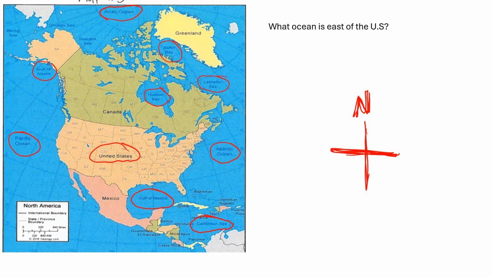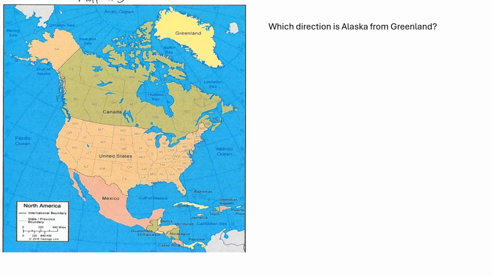Next question, number 2. Which direction is Alaska from Greenland? Here's Alaska. Here's Greenland. Again, I'll give you your compass rose. So you start at Greenland and you go to Alaska. Which direction do you travel?